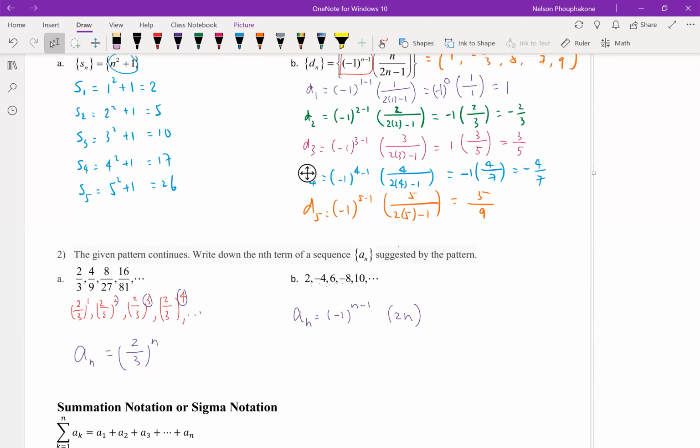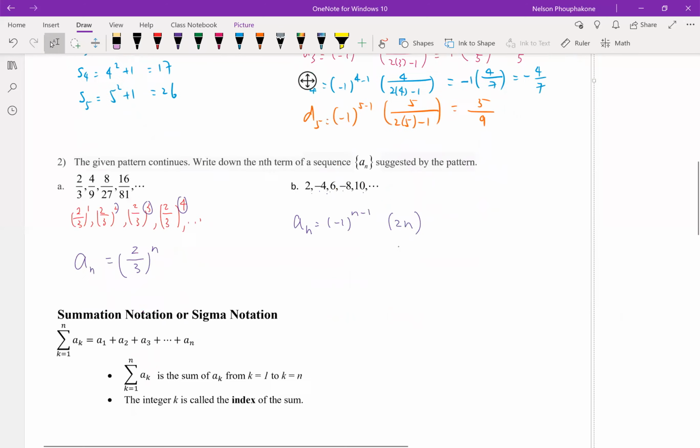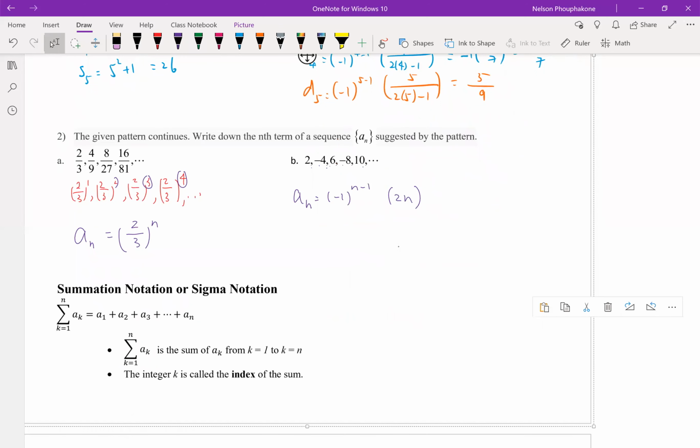Now the next one I would like to talk about: what if I want the summation of the sequence? So I would like to have a sub 1 plus a sub 2 plus a sub 3, up to a sub n. In this case, we have a notation to talk about that. We call it sigma notation or summation notation.